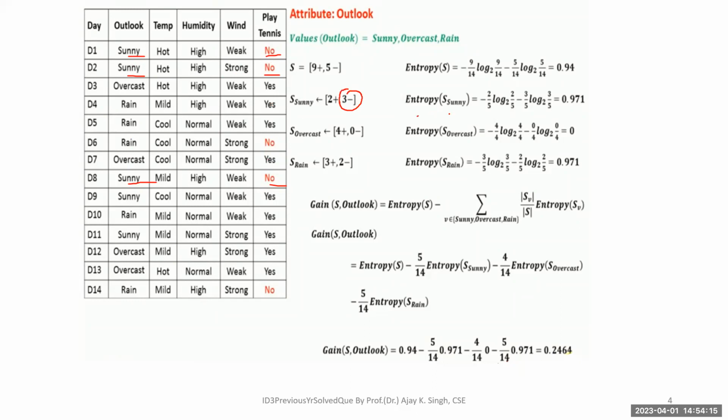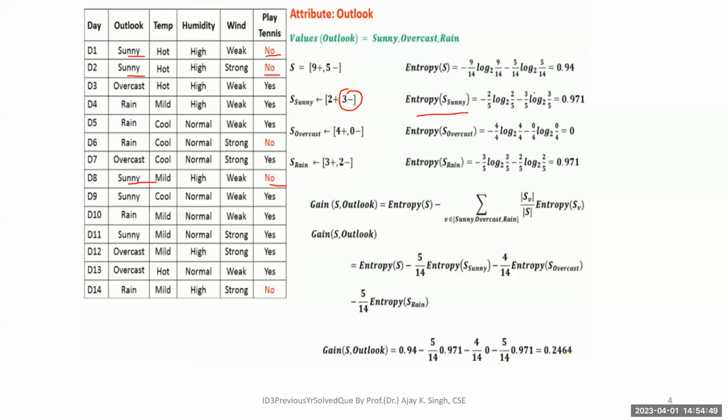So we are going to calculate the entropy in the same way. How are we going to calculate the entropy? Same formula: negative of the positive cases by total cases, log base 2. So what is the positive case? 2, in which this guy is going to play, even though it is sunny. So 2 by the total number of cases, log base 2 of 2 by 5, minus this 3 by 5.